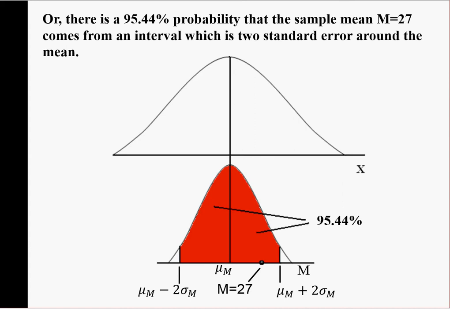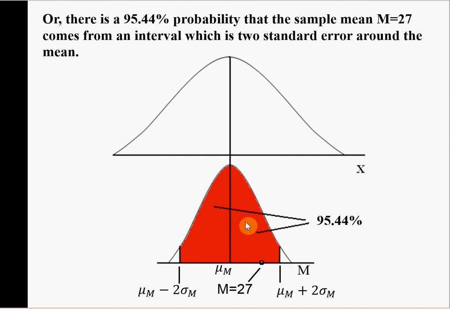95.44% confident. Since this is a normal distribution, the sum of mean 27 would have a 95.44% probability of coming from an interval 2 standard errors around the mean: 2 standard errors below the mean and 2 standard errors above the mean. Within this interval there are 95.44% of all sum of means, and this particular sum of mean 27 has a 95.44% probability among them.